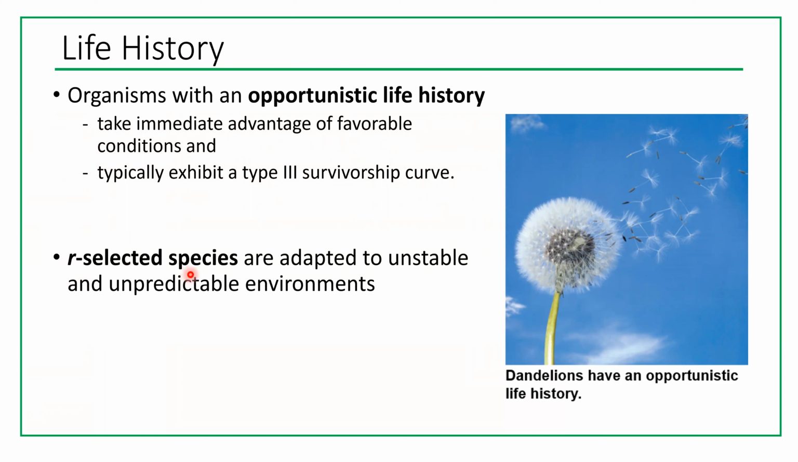So R-selected species, and R is growth rate. They are adapted to an unstable and unpredictable environment. And what would be an example? Here, dandelions. They take advantage of favorable conditions, right? If it's sunny and there is enough water, they start reproducing. And they make so many seeds, and very, very few of them survive. But they take advantage of their environment.